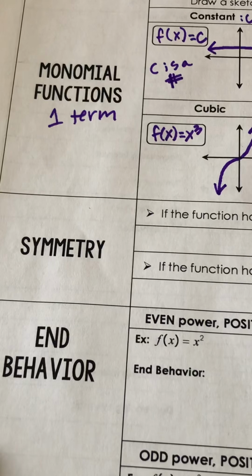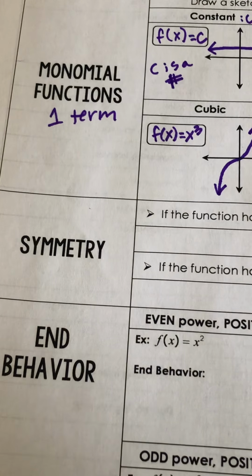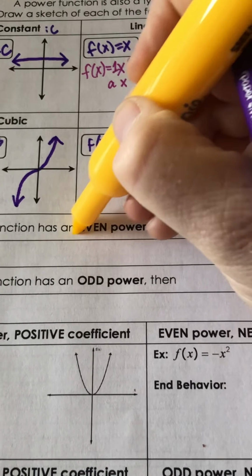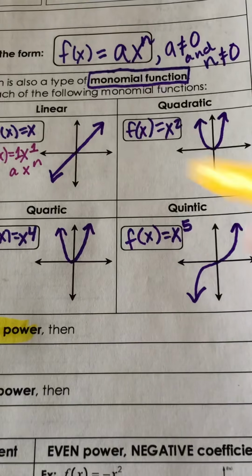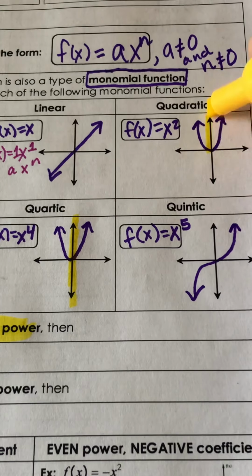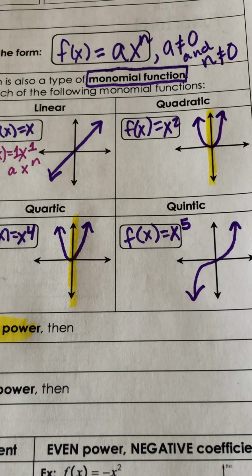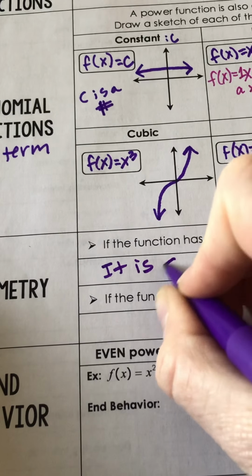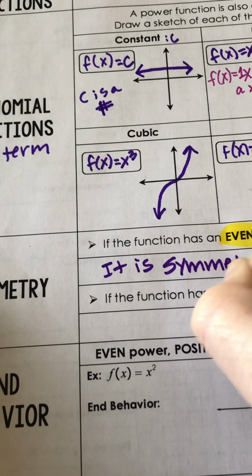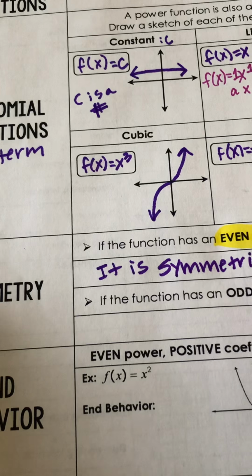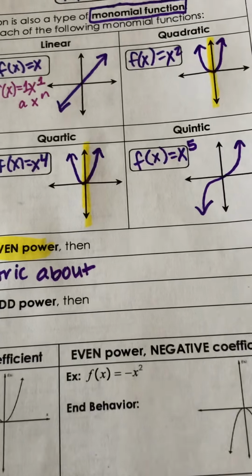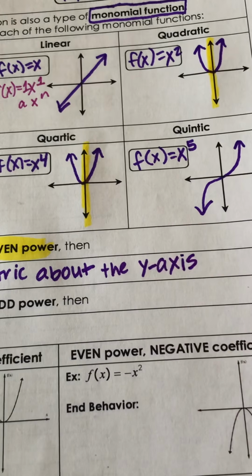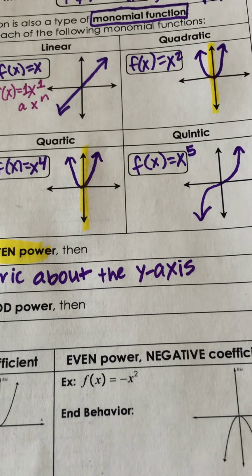All right, so symmetry. If the function has an even power, then what is its symmetry? Okay, well, if we look at our even powers and I fold them on the y-axis, that's where my symmetry line is, right? So then it is symmetric about the y-axis. And we already talked about this actually in the last chapter. Okay.